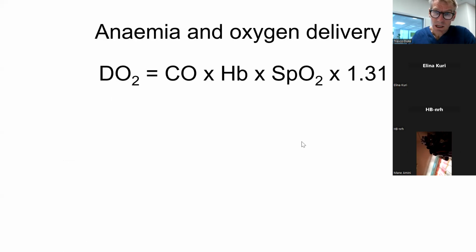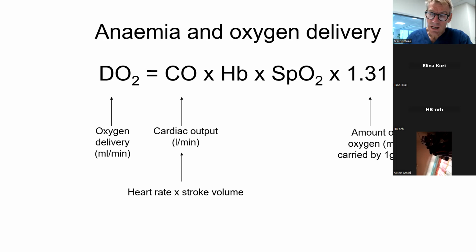I want to start with the oxygen delivery equation because it tells us why hemoglobin is so important and what happens when a child's anemic. So this is how much oxygen is delivered to cells. The DO2 is how much oxygen is delivered to cells. The CO is the cardiac output. So the amount of oxygen that's delivered to cells is dependent on the cardiac output times the hemoglobin times the oxygen saturation and then times a factor. And I think you all know that the cardiac output is the heart rate times the stroke volume.